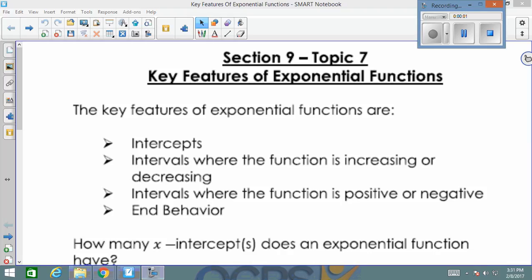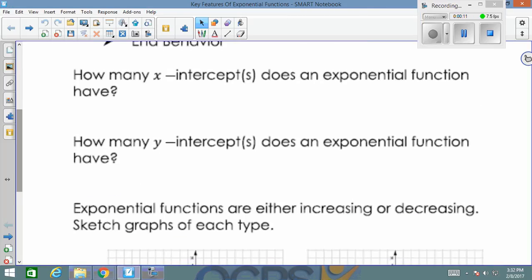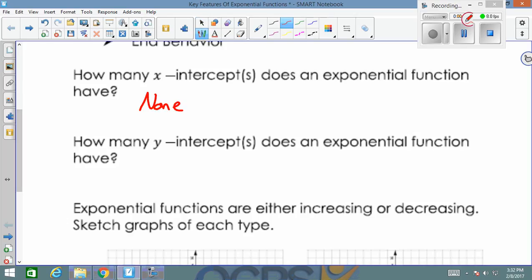Alright, so today we're going to talk about key features of exponential functions. We're going to talk about the intercepts, the intervals, or the positive, negative, decreasing, and the end behavior. Okay, x-intercepts on an exponential function. Well, you're either going to have none, because they don't touch the x-axis, or they will only have one.